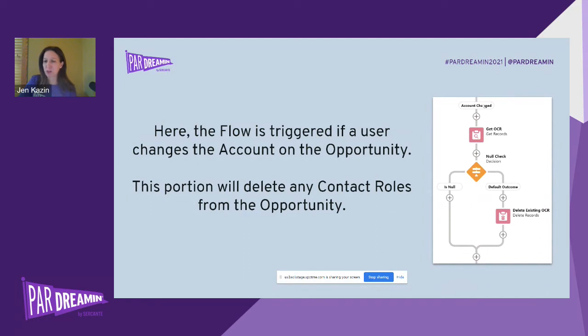So for the path of when that account changes, it's going to get all the opportunity contact roles on that opportunity. It's going to check to see if it needs to delete it. So you can see if necessary, it sees that the account has changed and deletes the opportunity contact role. And if you follow the path down, it rejoins and then follows the path for adding those new opportunity contact roles for the correct account.